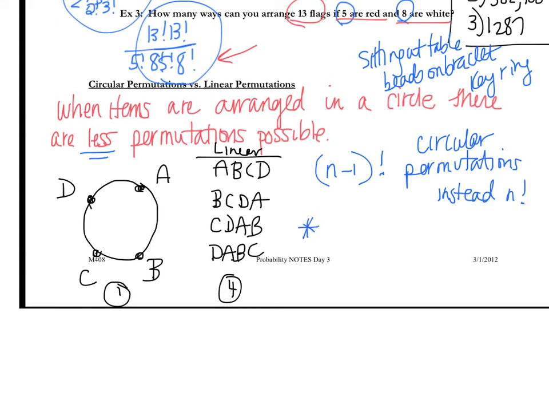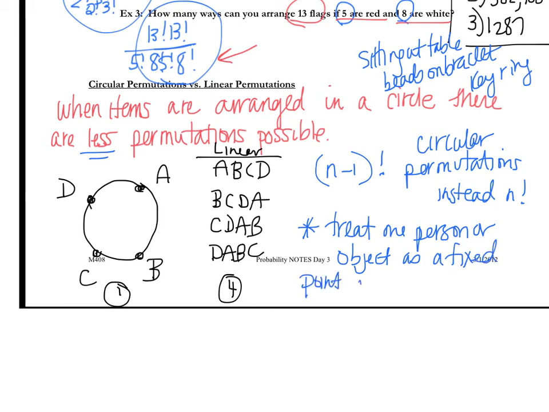The way that we're going to do this is we are going to treat one person or object as a fixed point and then permute the other n minus 1 objects. And that is why we are doing n minus 1 factorial.